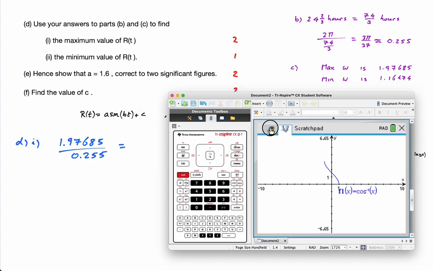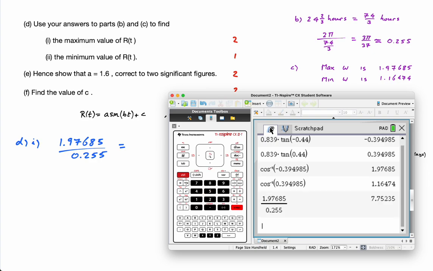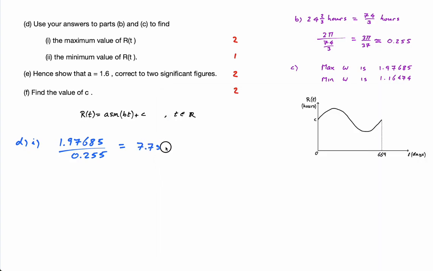So let's do that. 1.97685 divided by 0.255 gives me 7.75235. So that's going to be the max value of R of t. And that kind of makes sense, because remember, R of t is the number of hours from the start of the day, which would be like 12 o'clock if it was Earth, to sunrise. So it might make sense that the longest night you're going to get would be from midnight to nearly 8 o'clock in the morning.